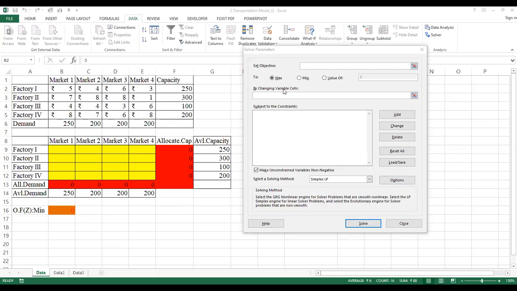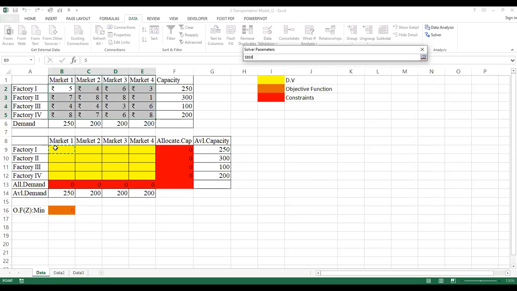Now, what is the objective function? This one, this color. This is the objective function. Now you have to choose minimization or maximization. Minimization. Whatever value you are getting, to minimize. Which is the changing cell? The 16 yellow cells.